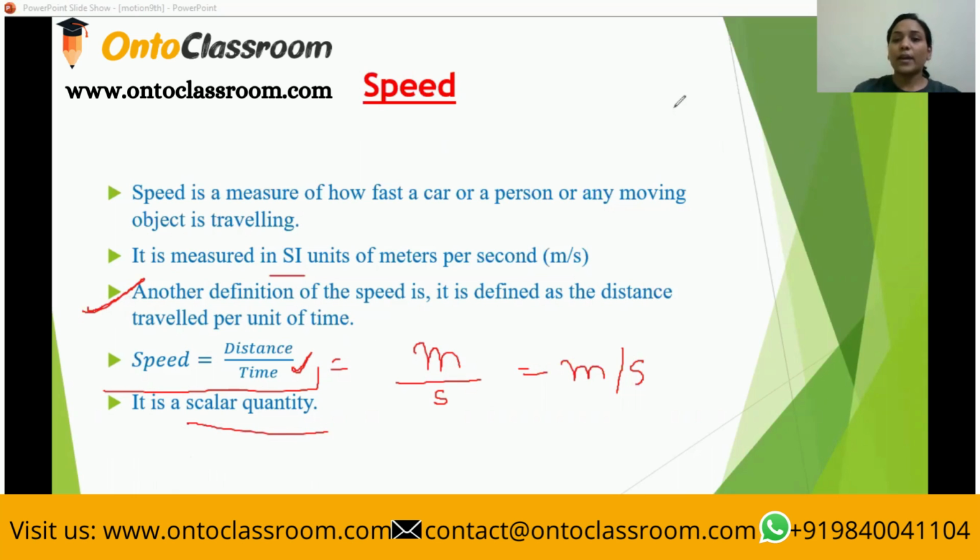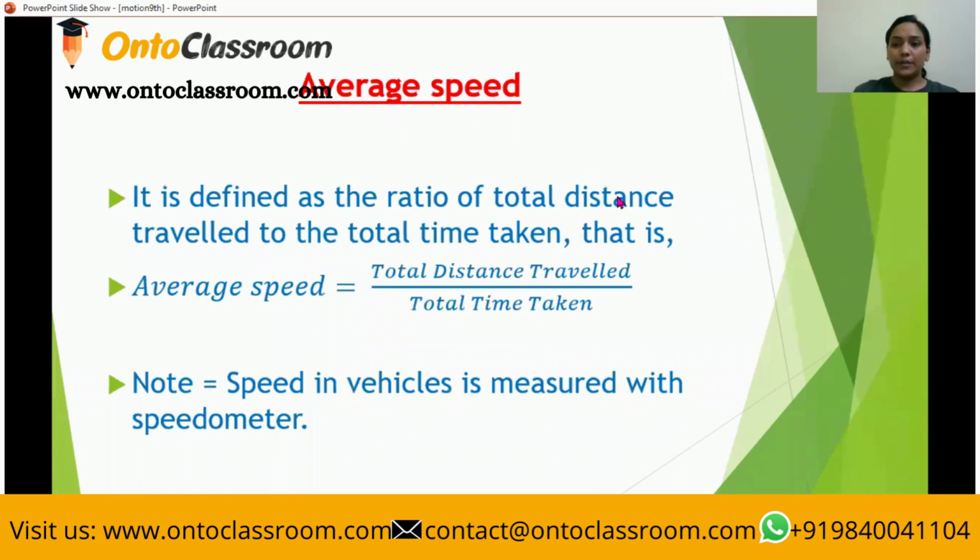Now the next topic will be average speed. It is defined as the ratio of total distance traveled to the total time taken. Here I have mentioned the formula as well: average speed is equal to total distance traveled upon total time taken. One note has been given: if we take the speed of any vehicle, the measuring device will be the speedometer. In a speedometer, we can read the speed of any vehicle.